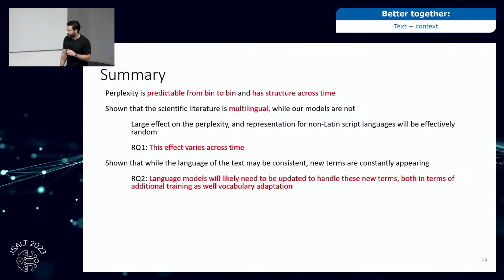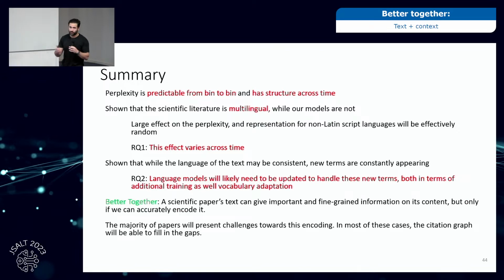We've also shown that while the language of the text might be consistent, new terms are going to be constantly appearing, and so our language models will need to be frequently updated to handle the new terms as they come in, regardless of if they use a subword vocabulary. And so this will require both increasing the vocabulary size as well as training for longer on more data.